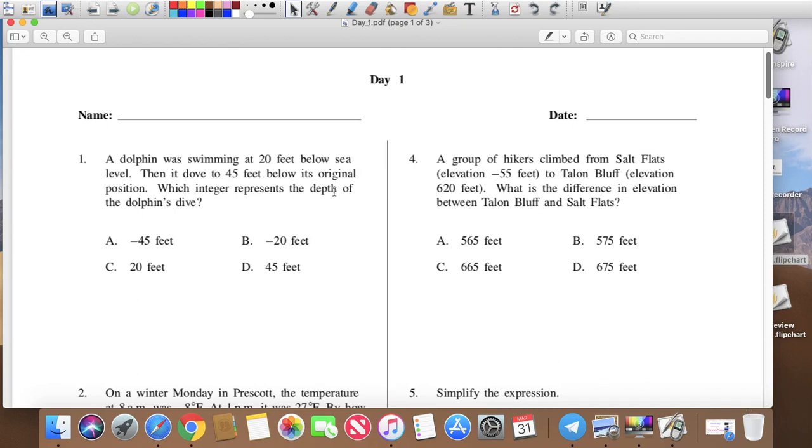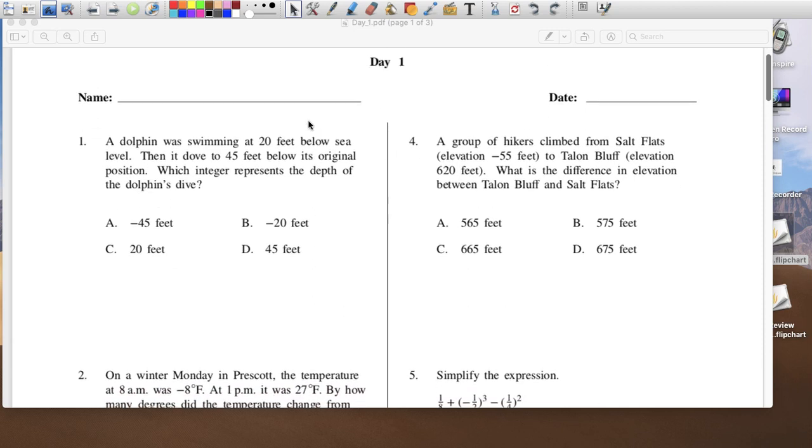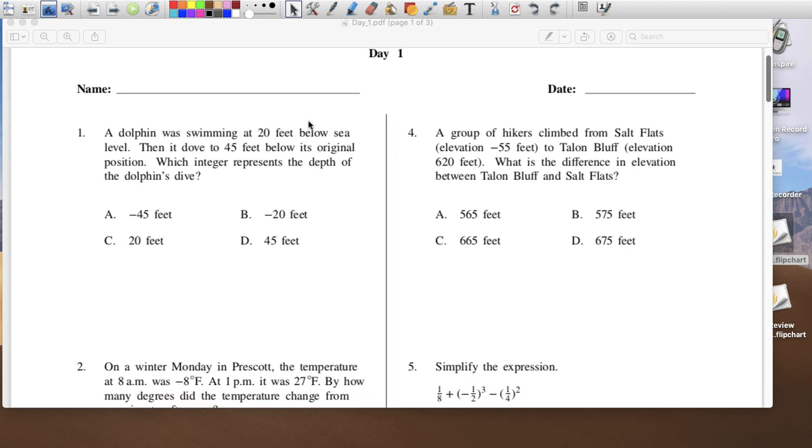Number one, a dolphin was swimming, so we're going to go back all the way to the beginning of time. In our case, September of 2019. A dolphin was swimming at 20 feet below sea level. So it's always nice if you use some type of diagram, right? So if this is 0, it represents sea level, and over here is negative 20, right? Because that's where the dolphin is. Here's the dolphin. And then it says it dove 45 feet below its original position. So from negative 20, it went further down 45 feet.